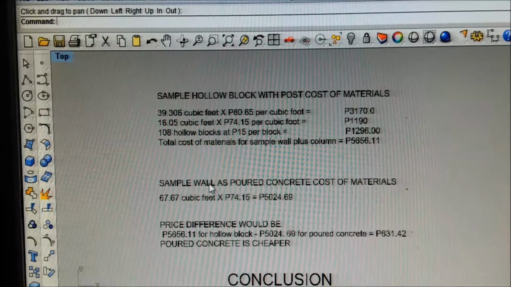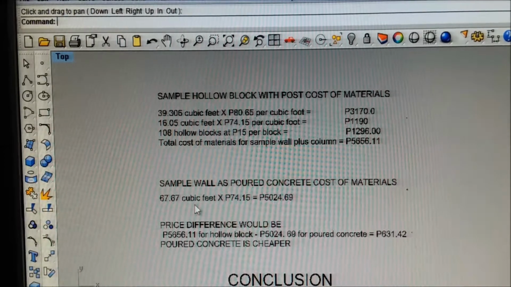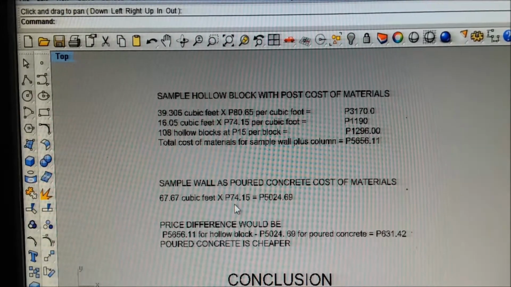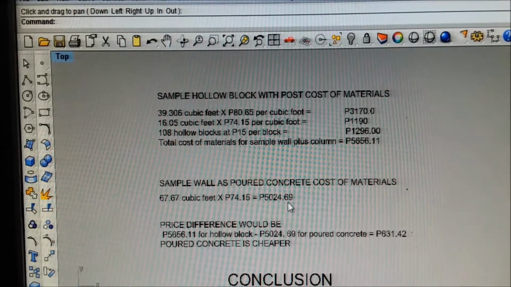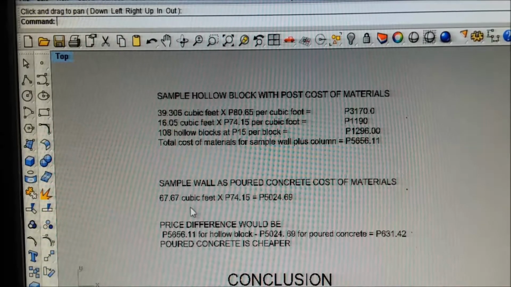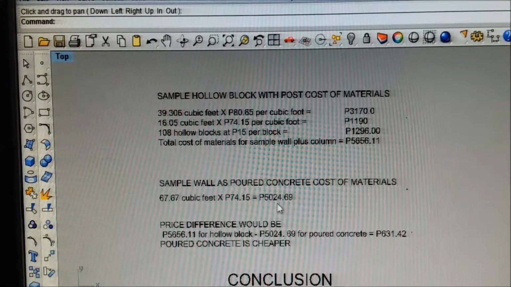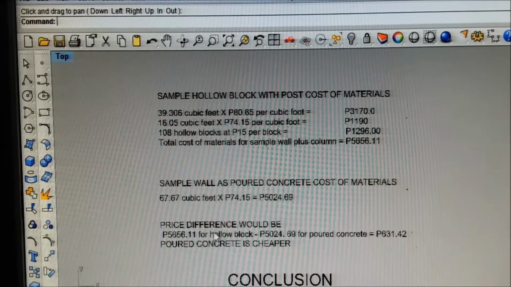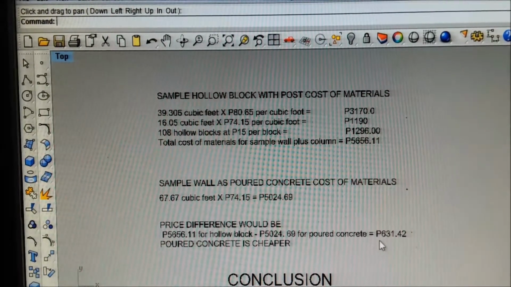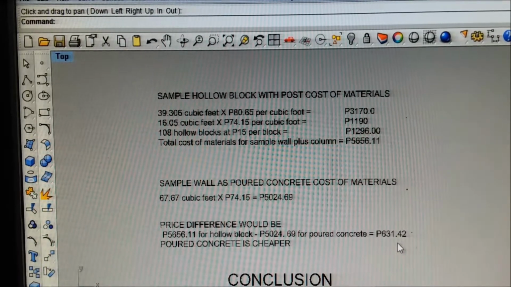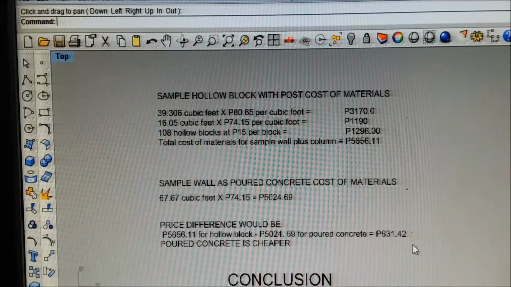Okay, sample wall with poured concrete. A little less complicated. There's 67.67 cubic feet. It costs 74.15 pesos, so it's 5,024 pesos and 69 centavos. The price difference would be the difference in these 2 prices, because that's the total materials in that sample piece of wall. So when we subtract those 2 things, we get a difference in favor of poured concrete of 631.42 pesos for 12 feet of wall. That's not a deal breaker.